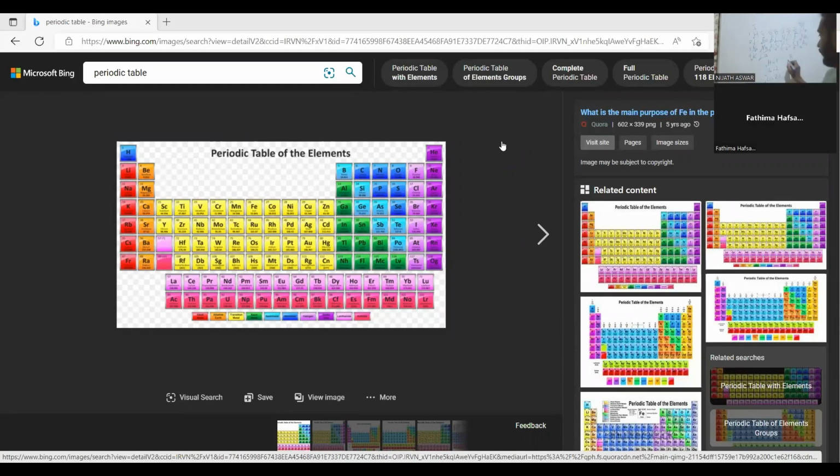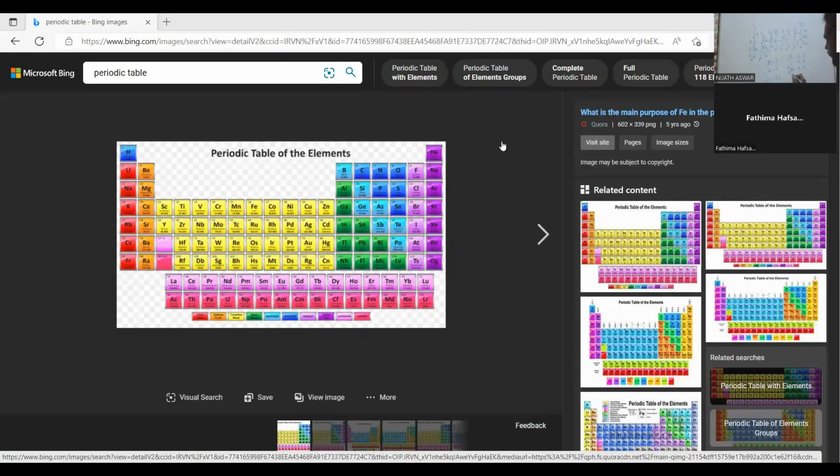5. Very good. So what is the electronic configuration for boron? 2, 3. Next one, carbon. What is the atomic number? 6. So what will be the electronic configuration? 2, 4. Next one? After carbon, there is nitrogen. Atomic number? 7. Electronic configuration? 2, 5. Very good.